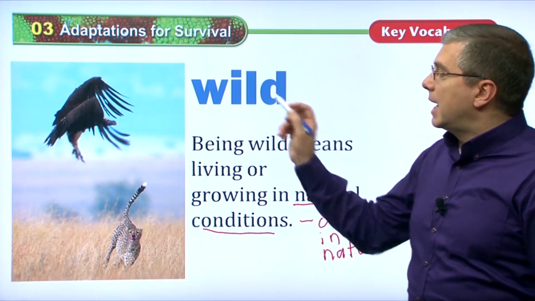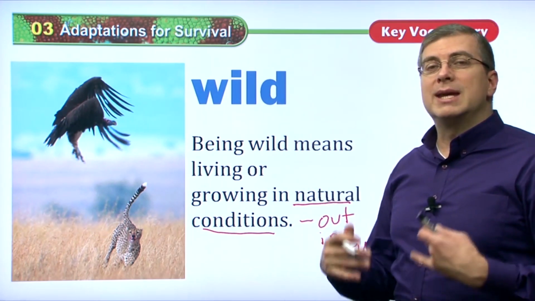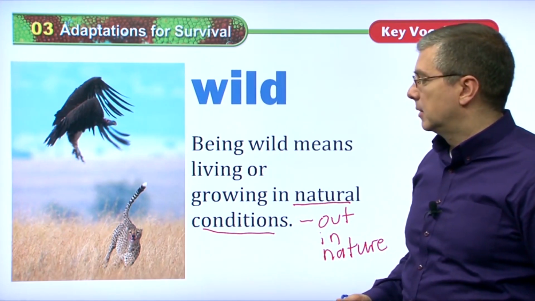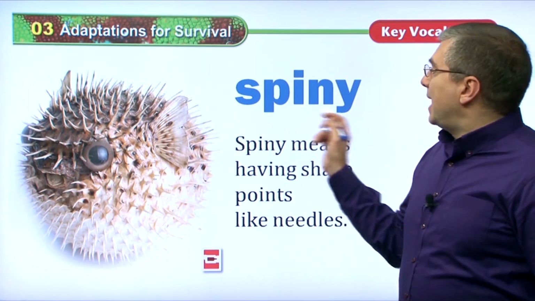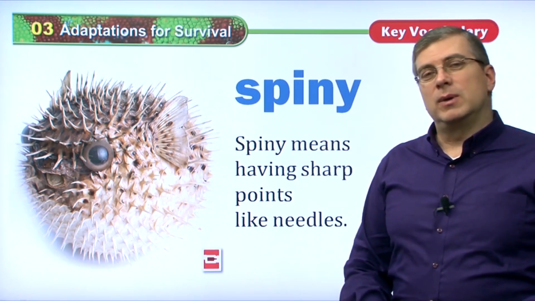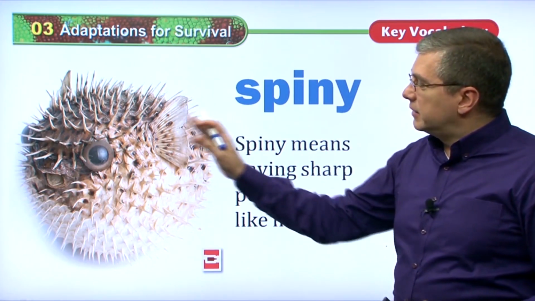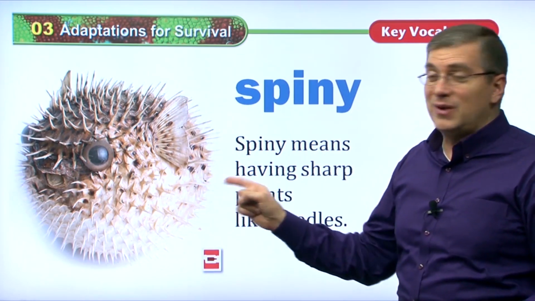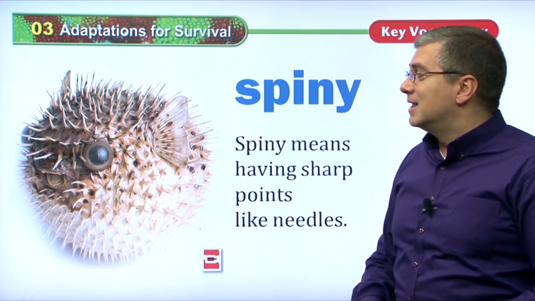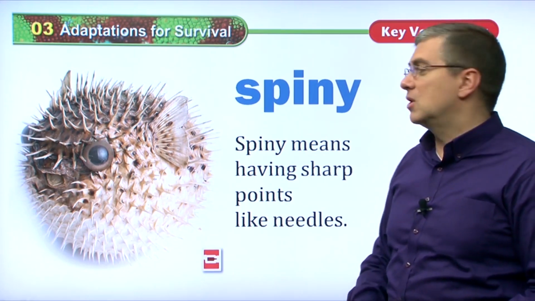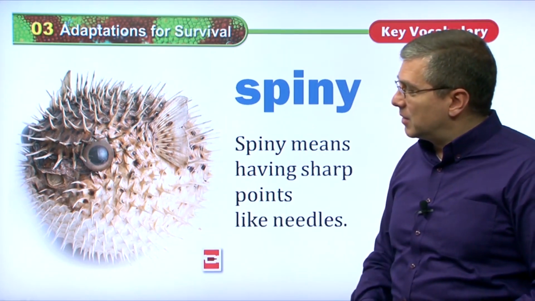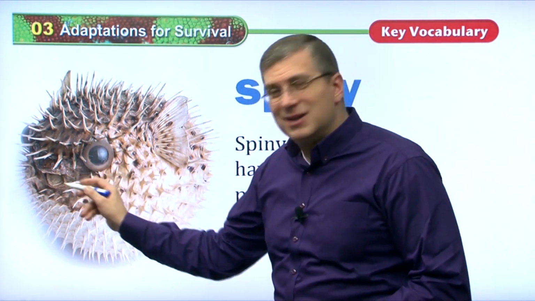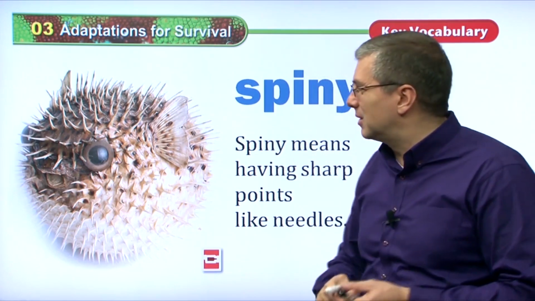Okay? So that is the quality or the essence of being wild. Wild animals. Okay. Spiny is an adjective that we can use to talk about animals. This is another type of adaptation, and this is a very cute little animal here, isn't it? This is a pufferfish. And if you go scuba diving, you can see them. They look really cute. They've got these really big eyes and a small mouth, right? They're very cute little guys.